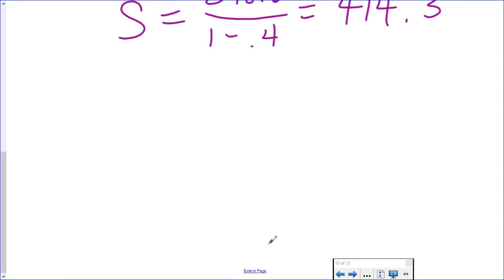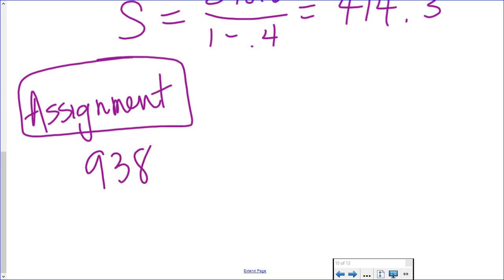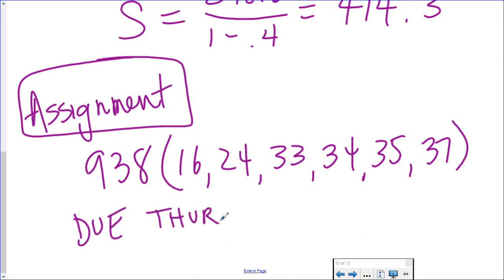But to finish off for today, we've got our assignment, and that's going to be on page 938, 16, 24, 33, 34, 35, and 37. And this is due Thursday night, which is tomorrow.